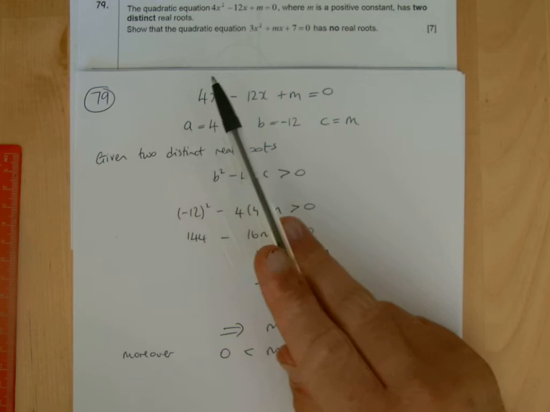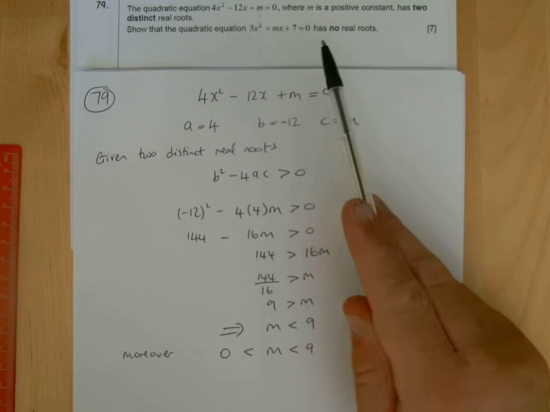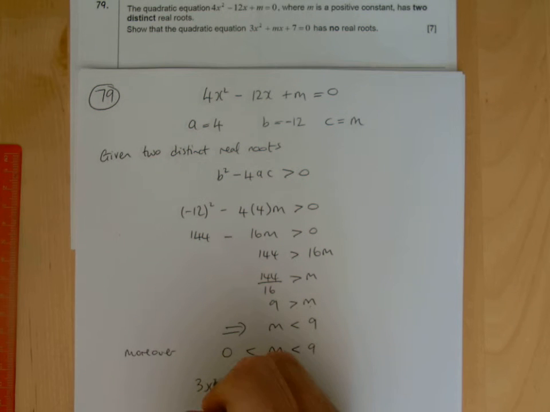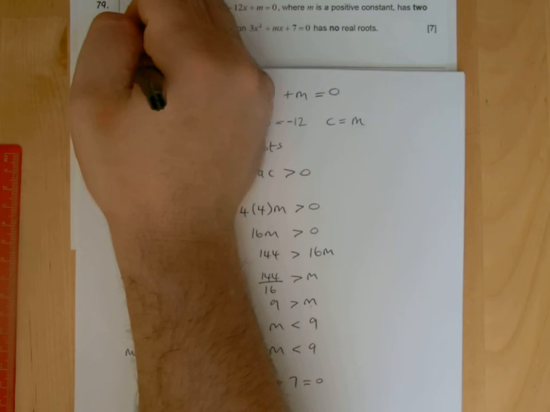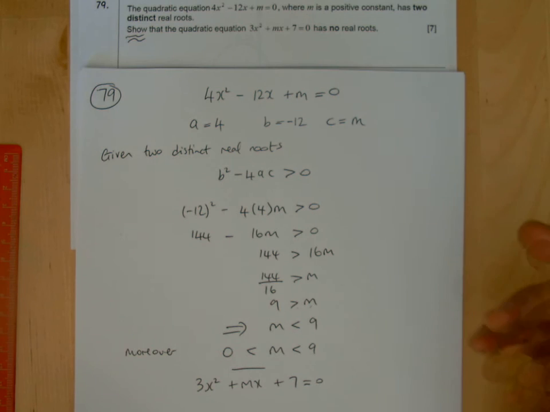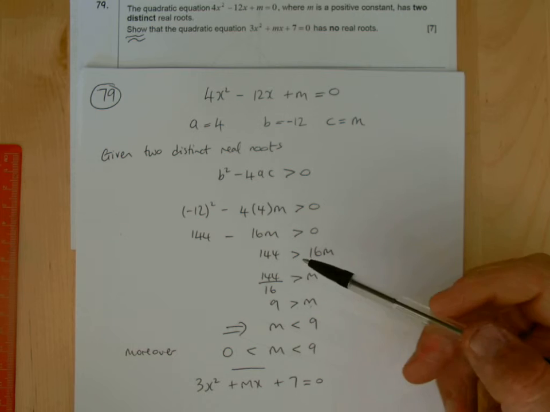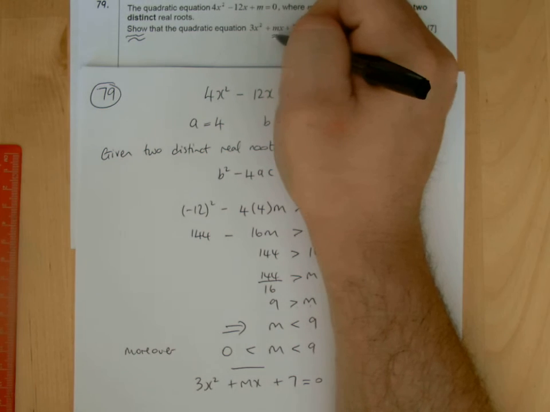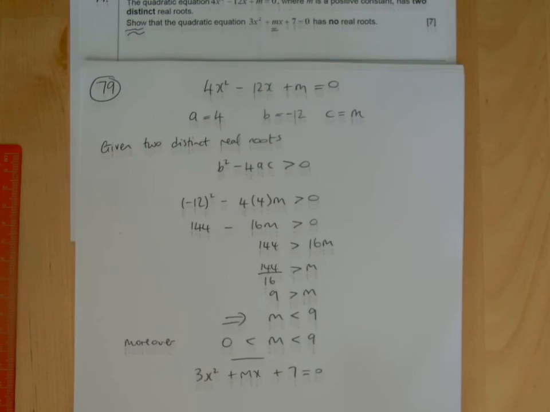So the second part then, it says show that the quadratic equation 3x squared plus mx plus 7 equals 0 has no real roots. So now we go on to this quadratic here. And the interesting word here, the key word here, is that it says show, doesn't it? It doesn't say given. It says show that it's got no real roots. So we can actually show this has got no real roots, particularly the fact as well, now we know something about m. We know m is between 0 and 9, yeah?